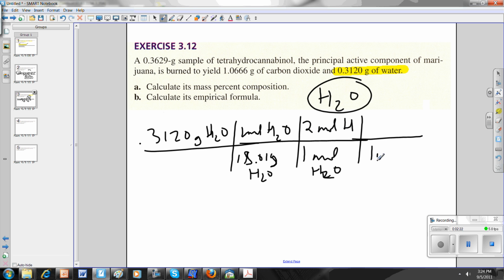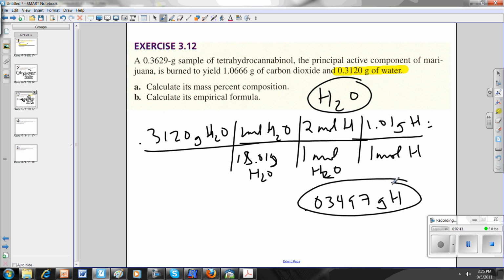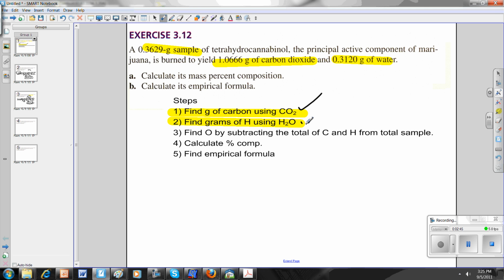Last but not least, we add in the molar mass from the periodic table. A mole of hydrogen, we're going to say is 1.01 grams of hydrogen. So then you're going to run that grid, do the calculations. I know you know how to do the calculations. You should come up with 0.03497 grams of hydrogen. Bam. So if you look, we did step 2.